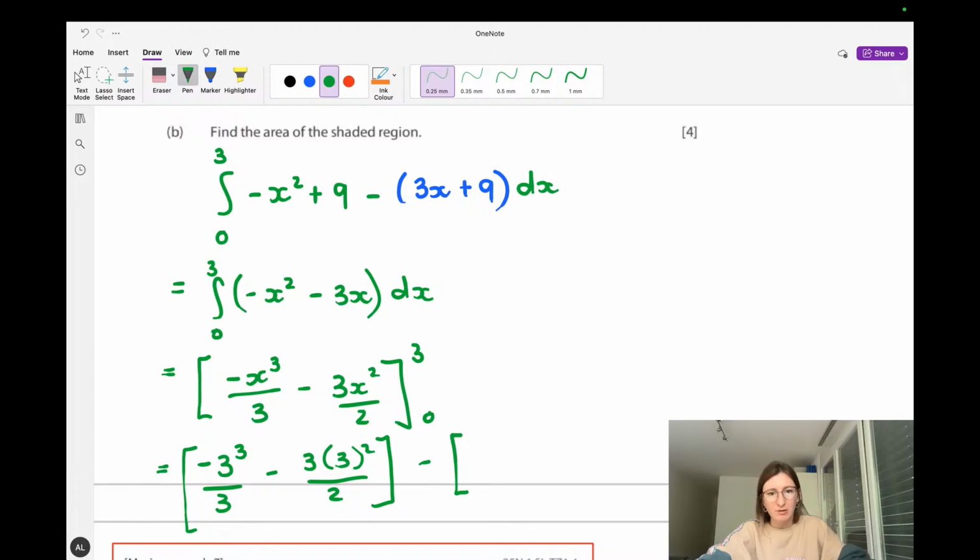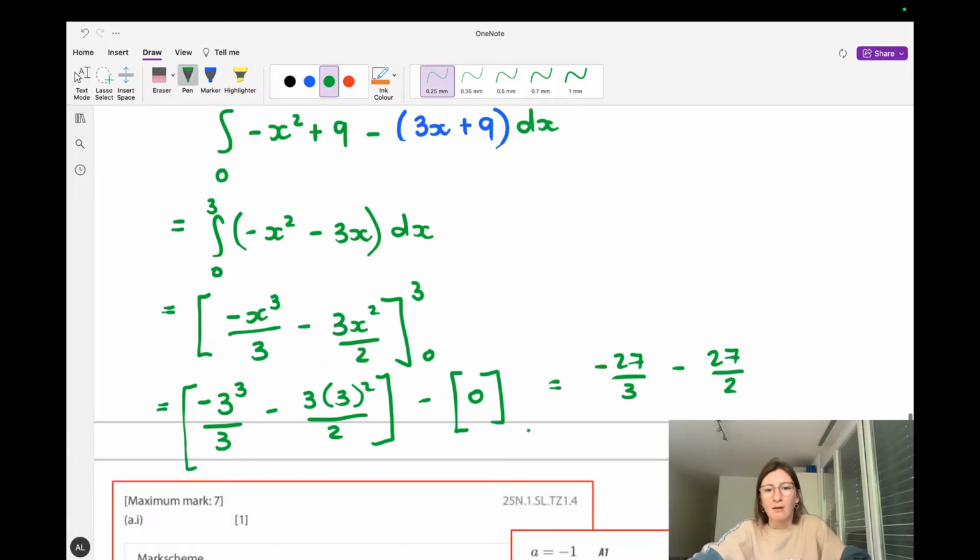0. But when I put 0 into this, that's just going to make that 0, and that's going to make that 0. So just minusing 0. It's lovely when they give you between 0 and something. That saves a lot of time. Okay, let's simplify. So that would give us minus 27 over 3 minus 3 to the power of 2 is 9 times 3, so also 27 over 2. 27 divided by 3 is 9, and 27 divided by 2 is, well, half of 26, 13, so 13.5.